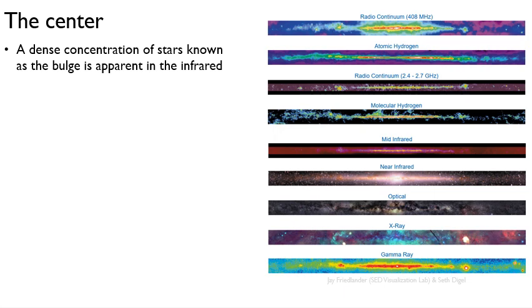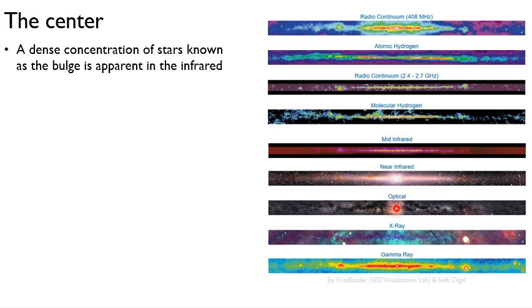Let's talk a little bit more about some of the components of our Milky Way galaxy. The center is this dense concentration of stars known as the bulge. It's pretty hard to see in many different wavelengths. In the optical, you might notice it's a little brighter here, but it's hard to make out any kind of structure. There's a lot of dust and gas that makes that center opaque.